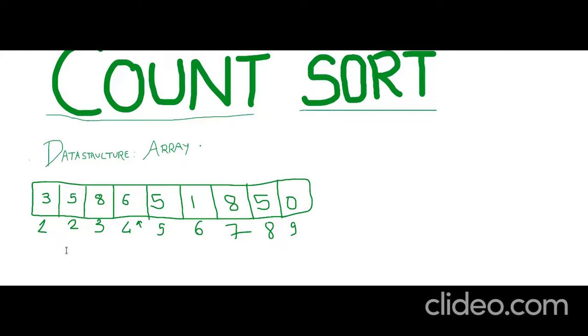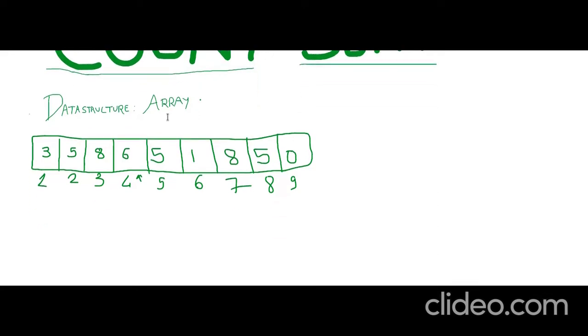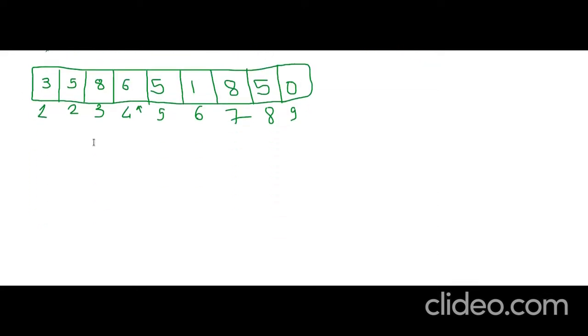In this video, we will see about count sort. The data structure used in count sort is an array. So, we will see how count sort works, and we will take an example of this given array. Count sort works by indexing techniques.